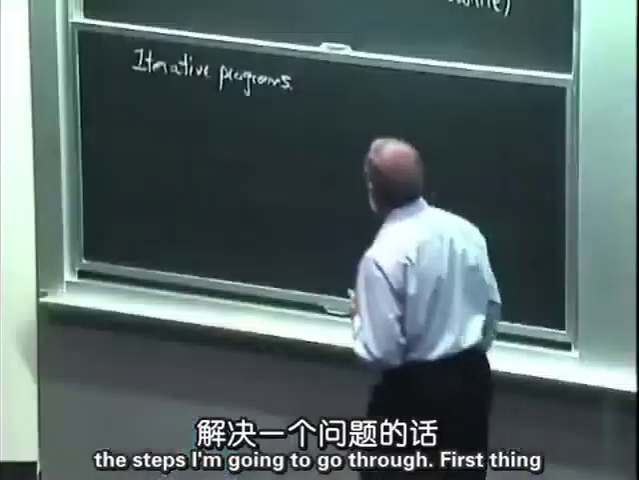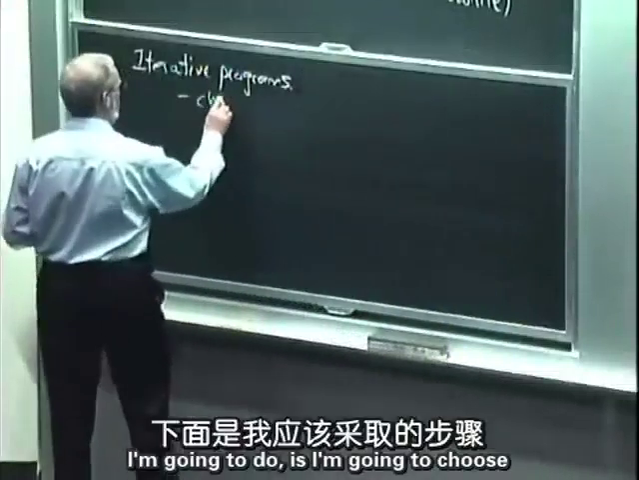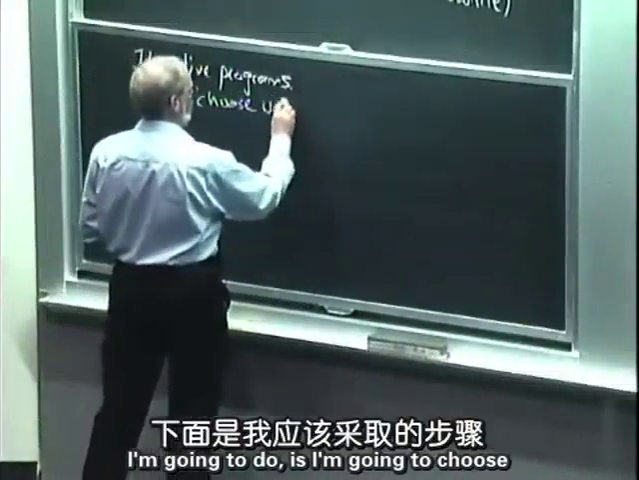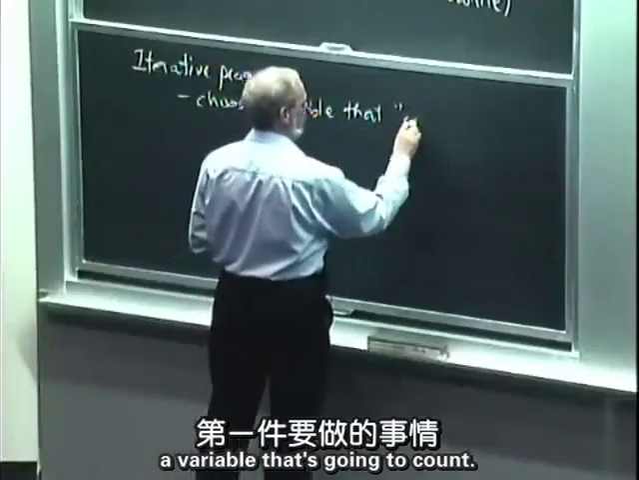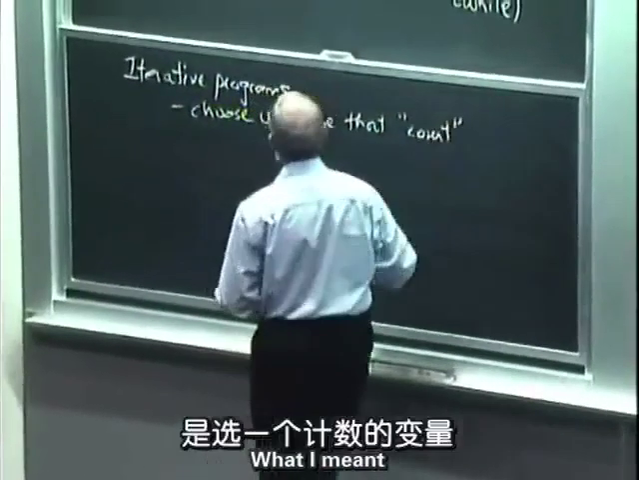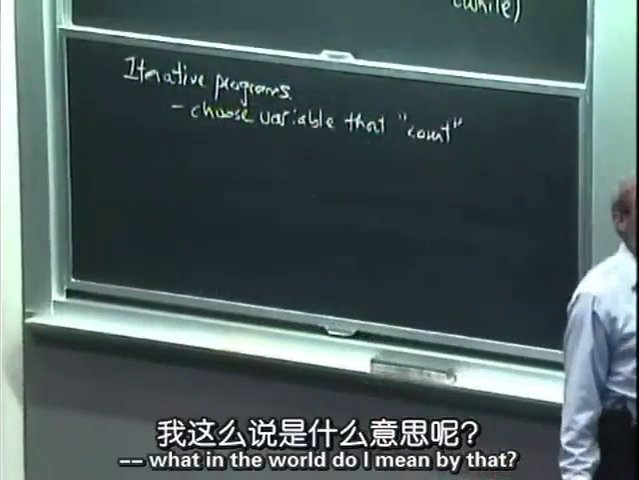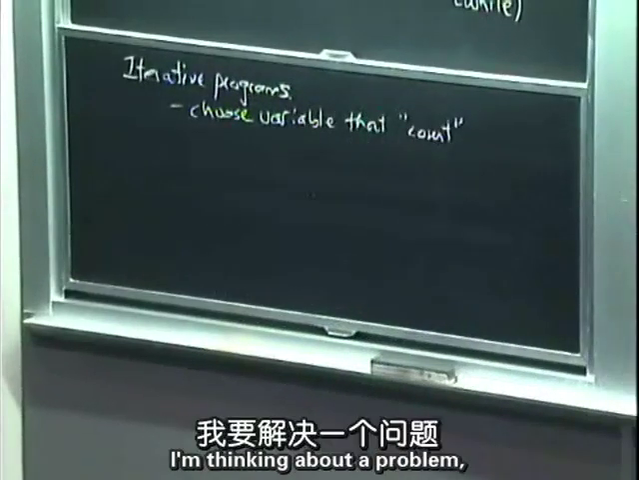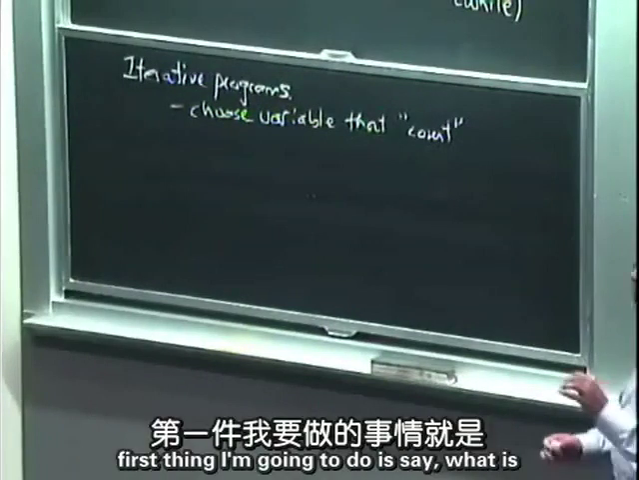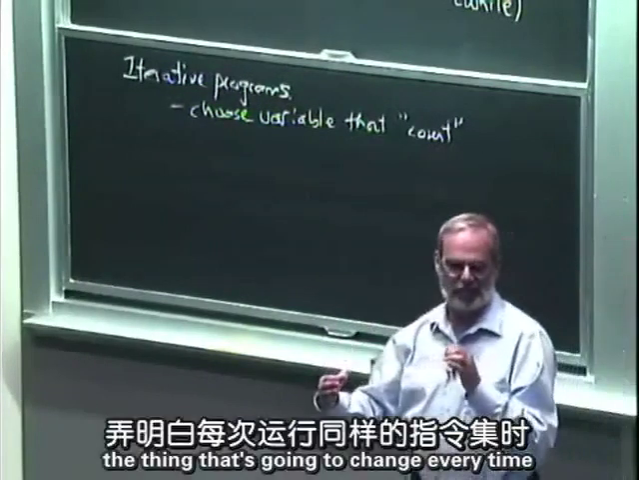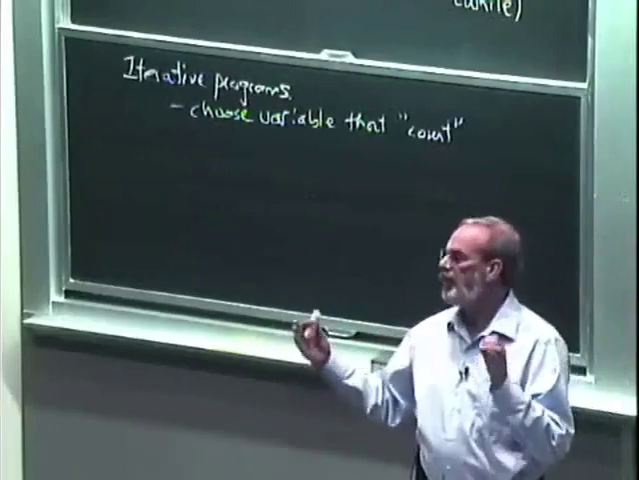First thing I'm going to do is I'm going to choose the variable that's going to count. What in the world do I mean by that? I'm thinking about a problem. I'm going to show you an example in a second. First thing I'm going to do is say, what is the thing that's going to change every time I run through the same set of code? What is counting my way through this process?